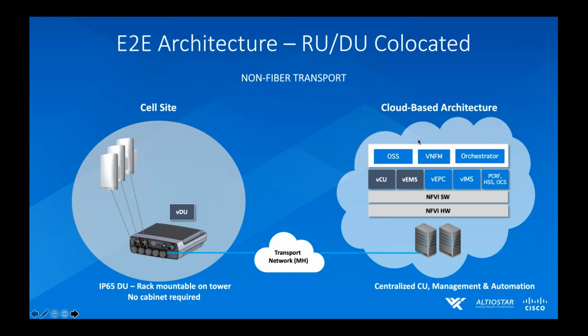The benefit of this architecture is that you still have the cloud-based architecture in the central operations, which allows you to pool the VCU functionality, and it still gives you all the benefits from a cloud RAN perspective, like the automation, the redundancy, the scalability. So all of that is still existent in this deployment model. We call this the RU-DU co-located model.